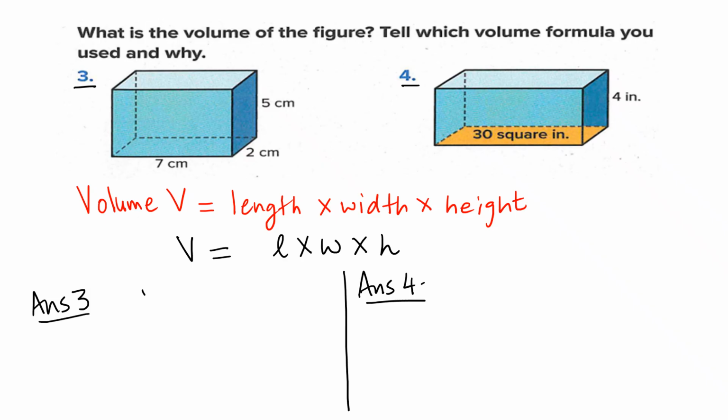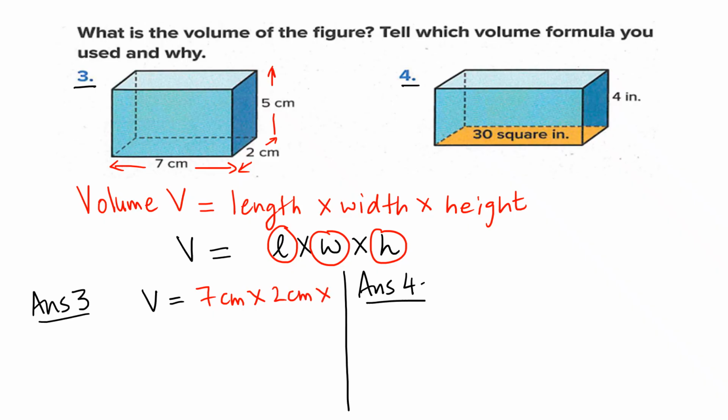So to find the volume, let's see what are the length, width and height. Let's mark in the figure. This one is the longest, so this is my length, which is 7 centimeters, and I multiplied with the width, which is like the thickness of the rectangular prism, so this is 2 centimeter, multiply with height, which is 5 centimeter. So when we do this multiplication, the unit for volume will become cubic centimeter. You can also write the word cubic centimeters.